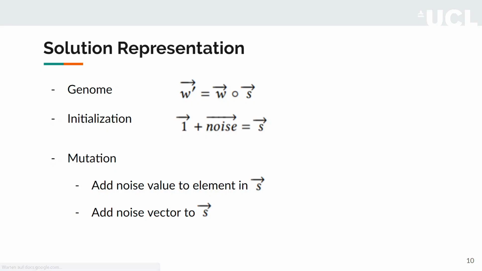In order to make this a searchable problem, we'll use the following representation. Solutions are represented by a solution vector, the vector S, that has the same size as one word vector. For example, in this case, it's a 300-dimensional vector which is multiplied by each word vector in the model to create an adapted vector called W prime. The solution vector is initialized with a vector of ones and a little bit of noise. We have two mutation operators that either add noise to a single element in S or add a noise vector to S.